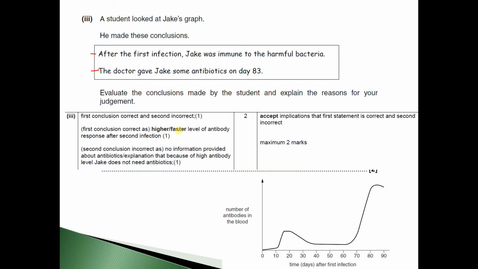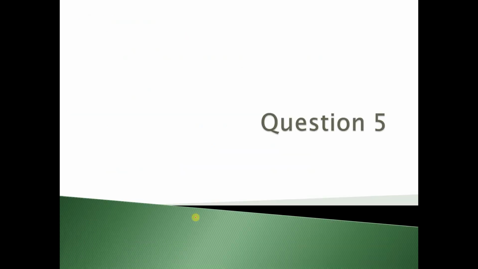For the first conclusion, you can see how quickly antibodies were produced, a much faster rate of antibodies being produced. The second conclusion is incorrect because nothing is said about antibiotics at all. The antibodies were made by Jake, but not antibiotics. Antibiotics are drugs that you take from outside. Because Jake's got so many antibodies, keyword there, he doesn't need to take antibiotics. Antibiotics are extra chemicals you take to support your immune system if it is weak or low.